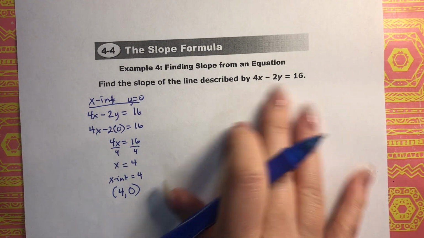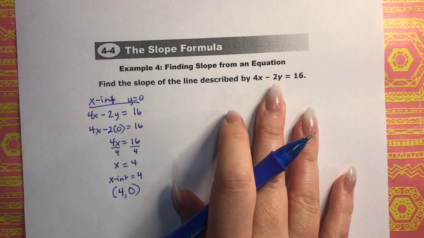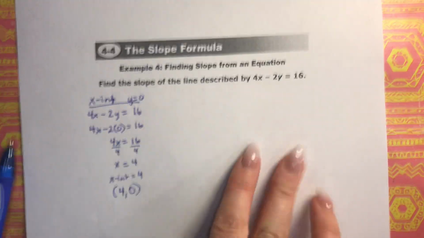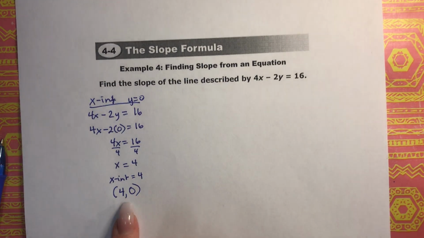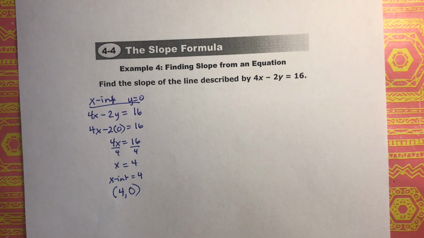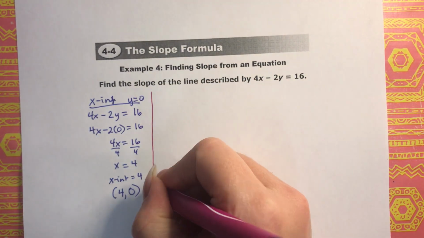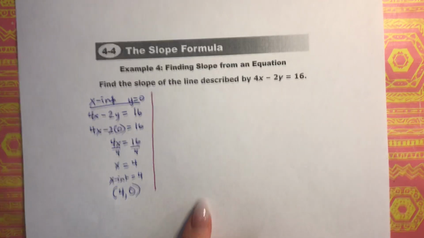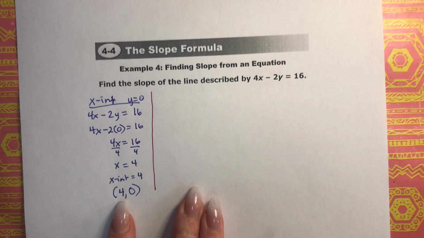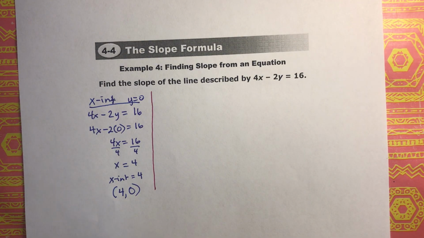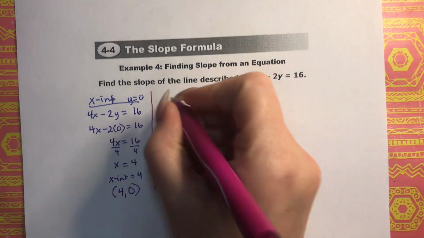So if we have an equation like this and we don't have any points, we can actually figure out 2 points by finding the x-intercept, because the x-intercept is a point. So guess what we're going to do now? We are going to find the y-intercept, because at the end of it, we're going to end up with a point. And then we're going to have our 2 points, and then we can use the slope formula to figure out what the slope is of this line. So let's go ahead and do it.